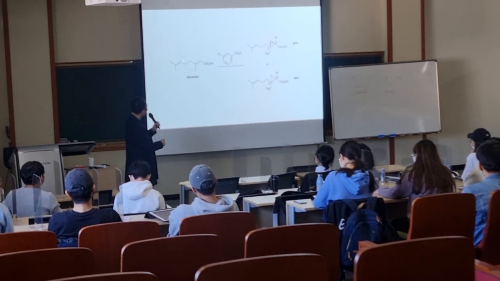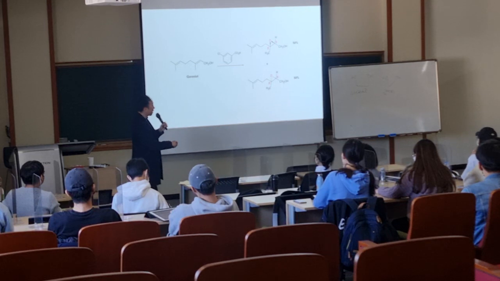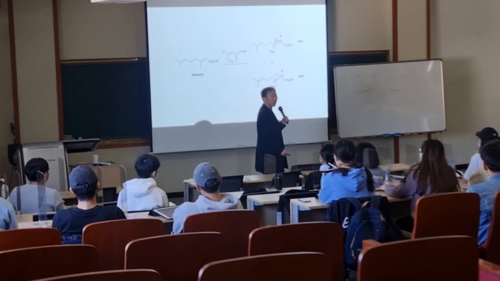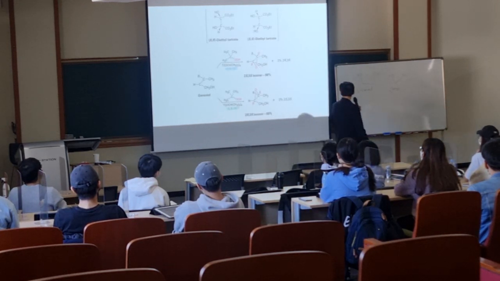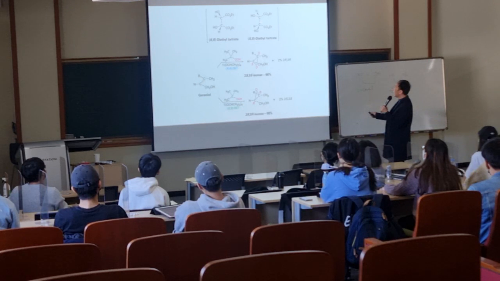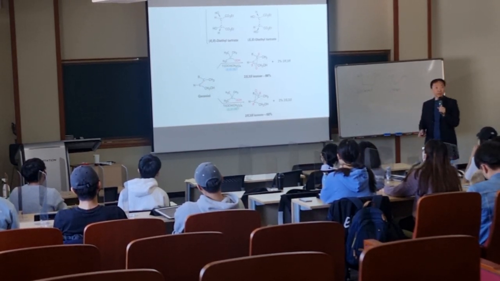There is no chiral material here. Then the best result you can expect is half and half, a racemic mixture. And by adding this kind of catalyst, a chiral catalyst, you have a chance to get only one product rather than the other.